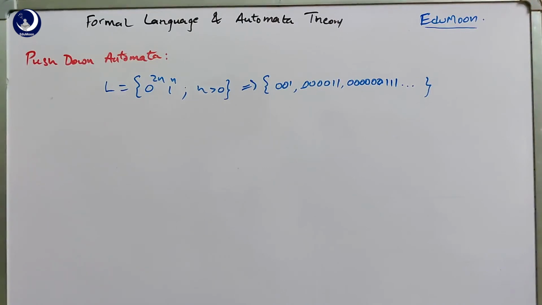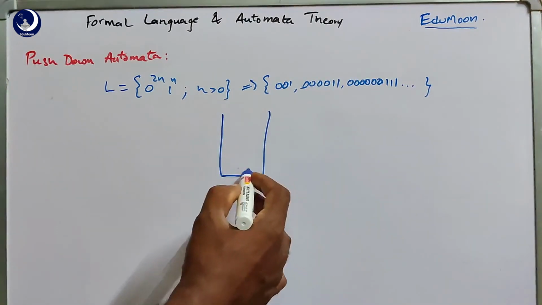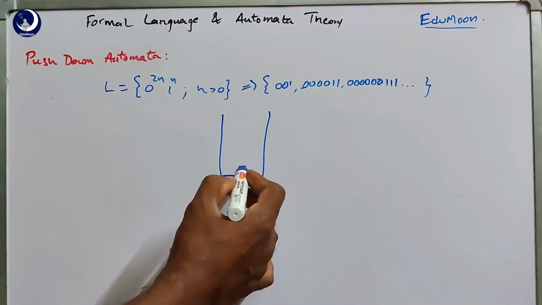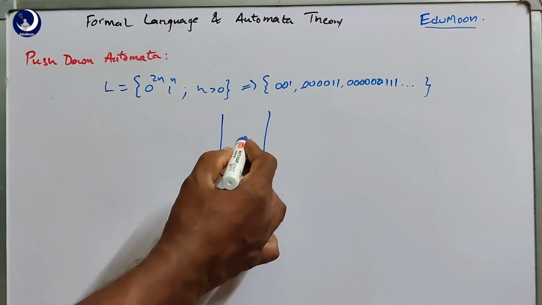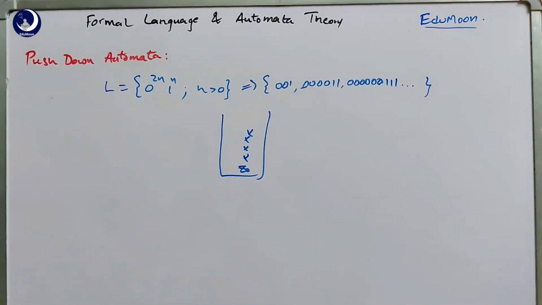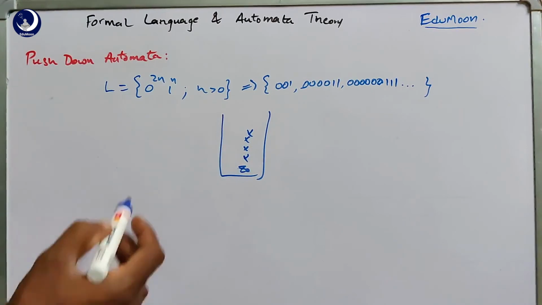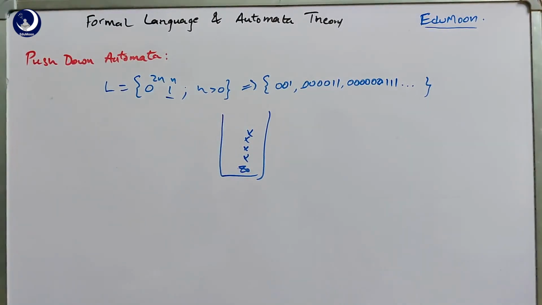So again the logic is, the first thing, if you initially take Z0 and push all these zeros into the stack here, there will be only 2 ones to pop out. So for each one we need to pop 2 elements out of the stack.